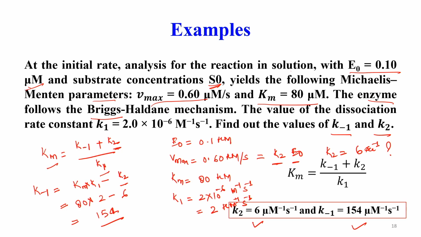So, in this way you should be able to apply the Michaelis-Menten equation to derive or calculate the rate equations or the kinetic parameters. So, with this I will stop here.